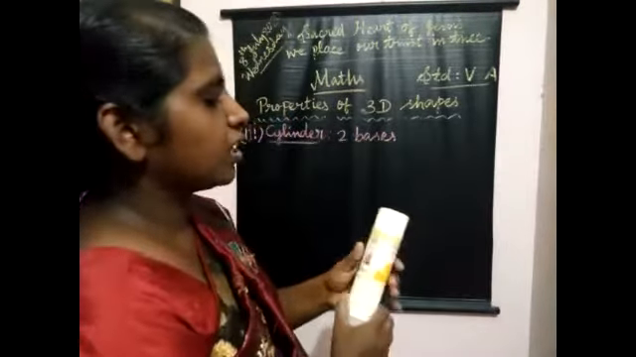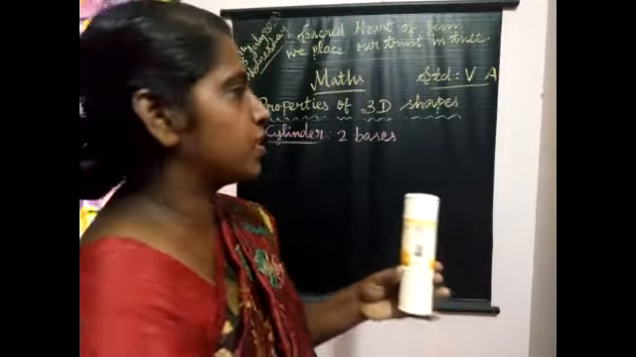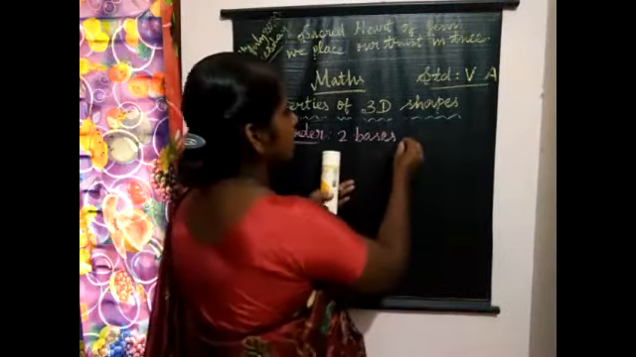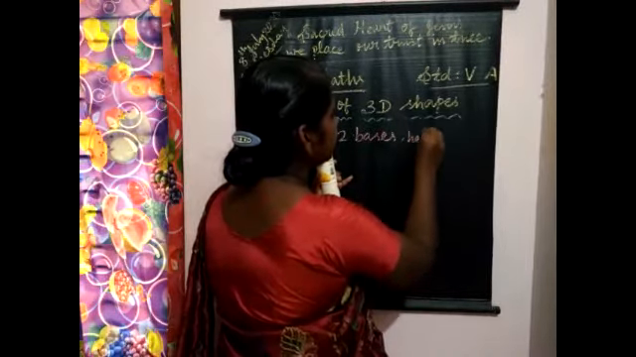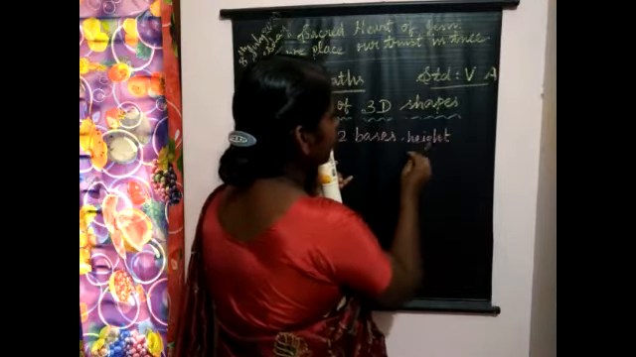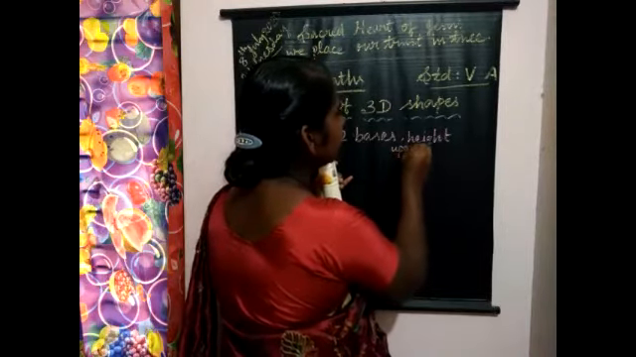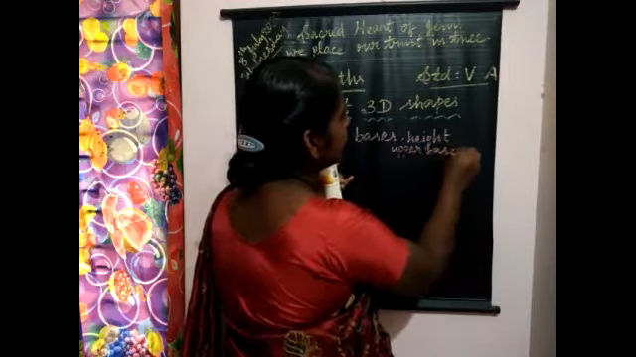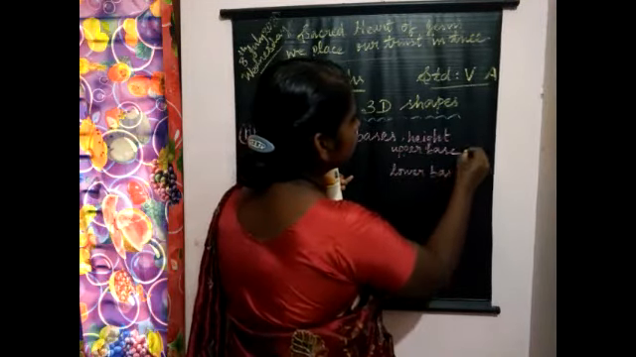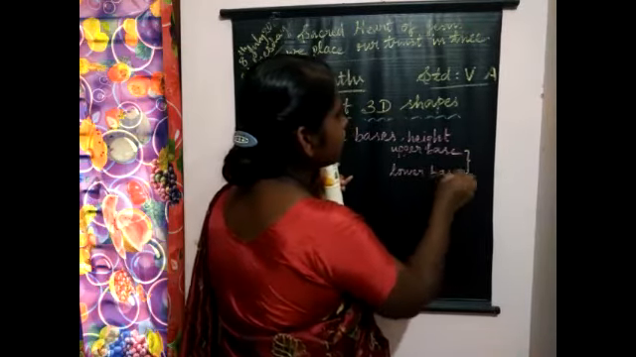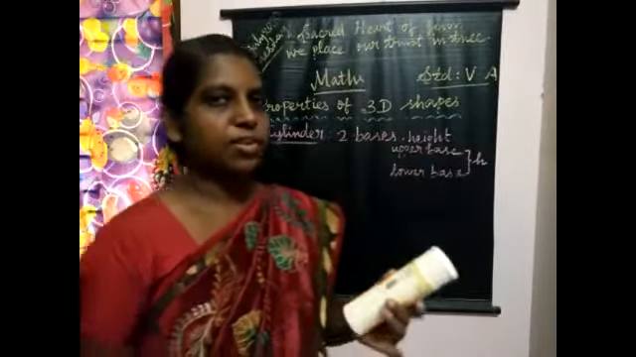Okay, and we are able to calculate the height. The distance between the 2 bases, that is the upper base and the lower base, is called what? It is the height. So in a cylinder, height can be calculated. What is height? It is the distance between the upper base and the lower base. If we measure the distance between the upper base and the lower base, then it is equal to the height of that cylinder. Are you able to understand, students?